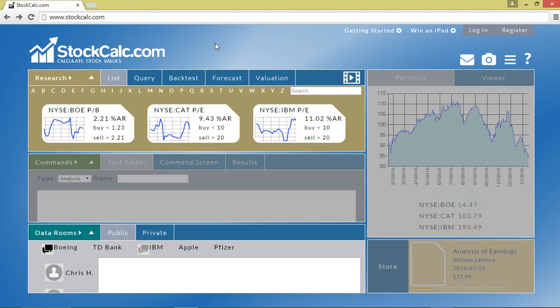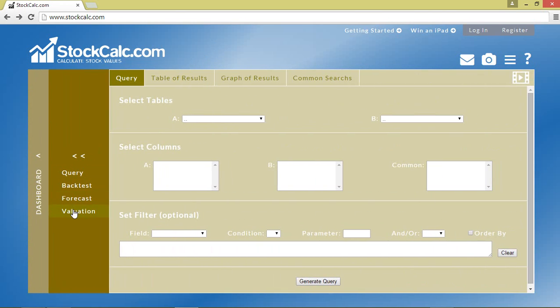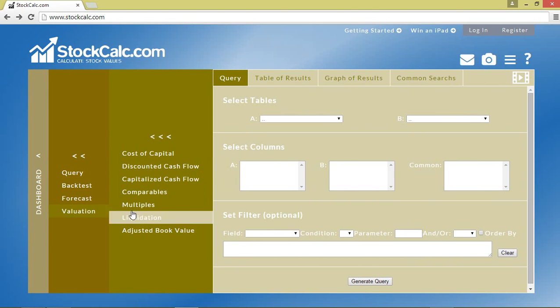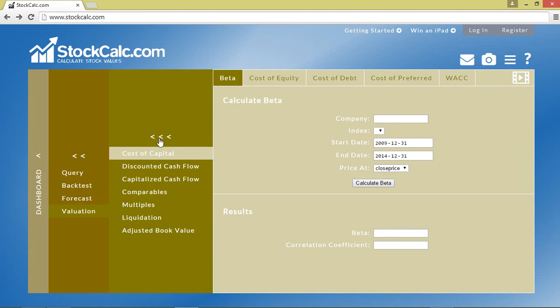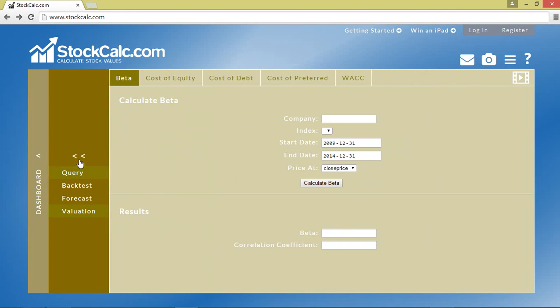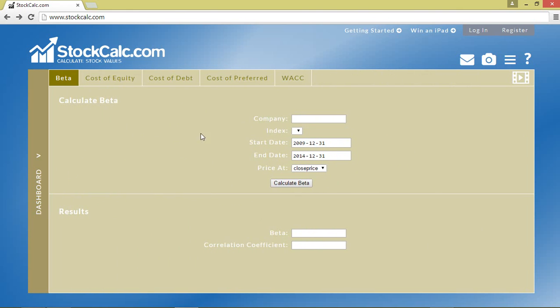In this video, we will calculate the cost of capital for a company. To find this menu option, click on the word Research from the dashboard and Valuation from the submenu. Cost of capital is the first menu option. We can maximize space by clicking on the triple and double arrows as well.